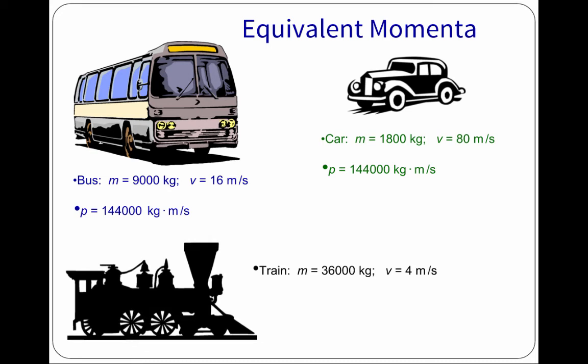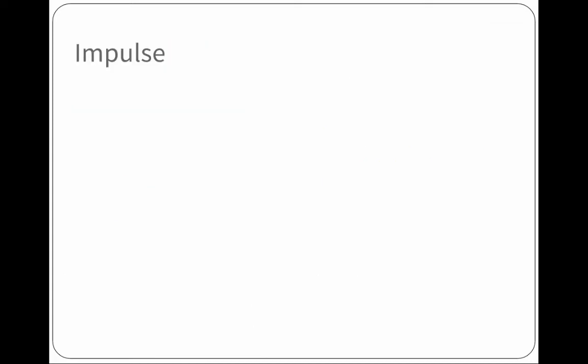Finally, you have a train, which is massive. A train has a mass of 36,000 kilograms and is only moving at 4 meters per second, and has the same momentum as the other two. It's going to be just as hard to stop as the bus or the car.